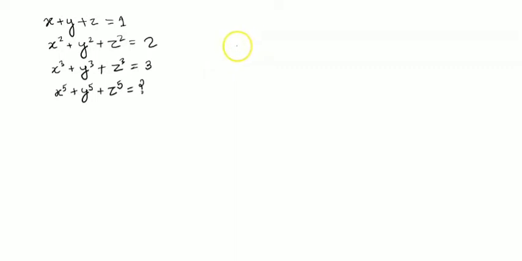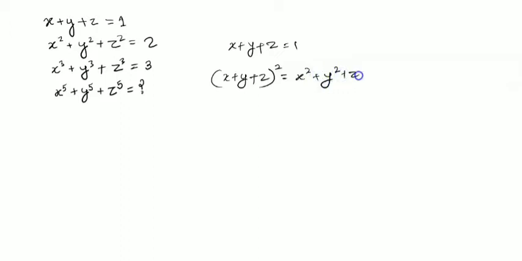So the first thing that we have is x plus y plus z equals 1, and we know that (x plus y plus z) whole squared equals x squared plus y squared plus z squared plus 2 times (xy plus yz plus zx).